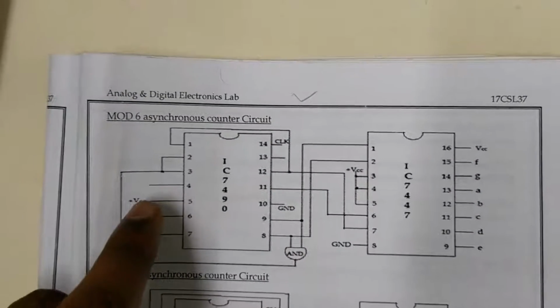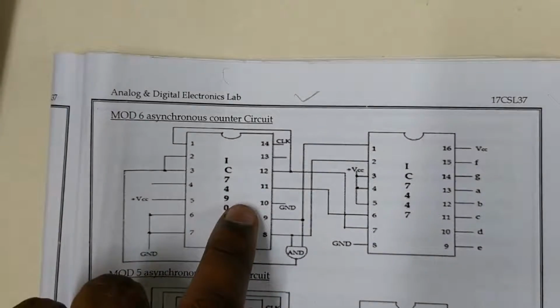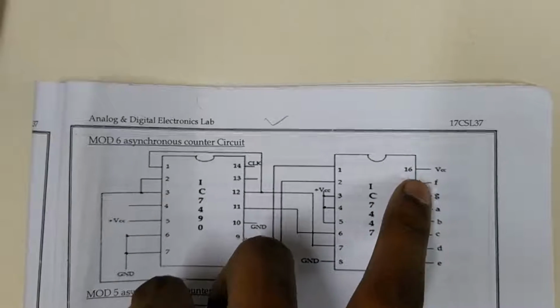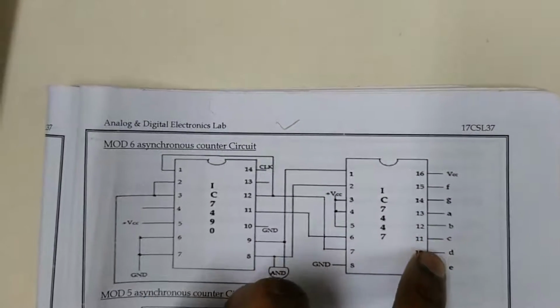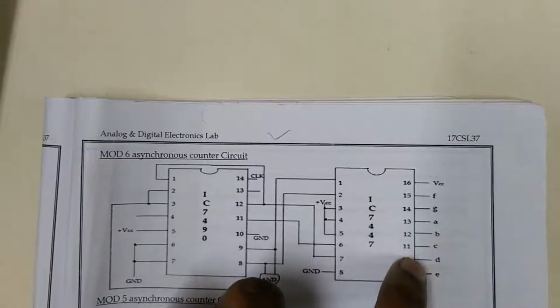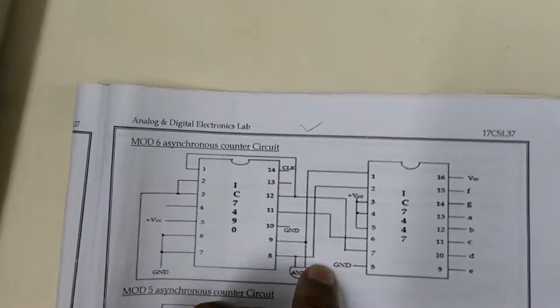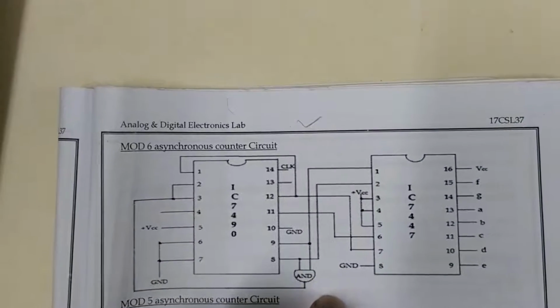You can see the VCC connection, the output of your counter IC being given to the decoder IC, and the output of the decoder IC being given to the input of the 7-segment display. The 7-segment display has not been shown here. This counter should start the count from 0, advance to the count of 5, and again come back.